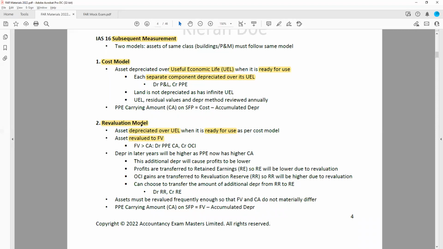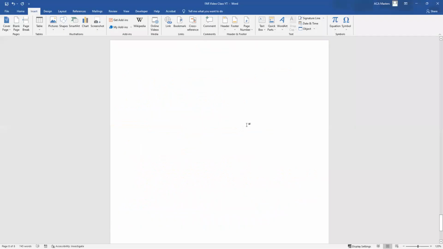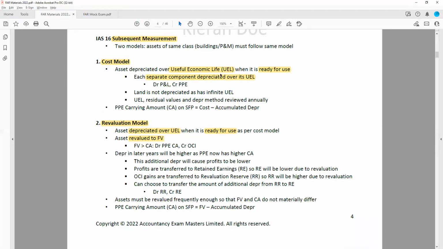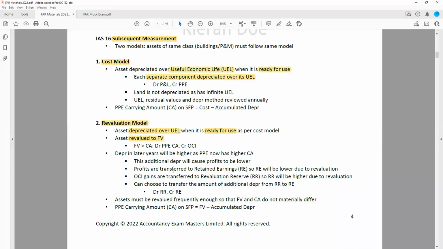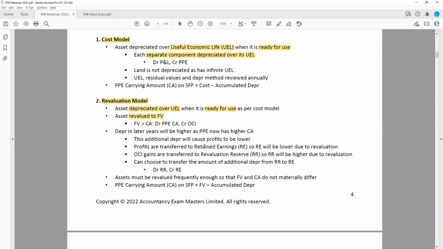Okay, so there's the cost model and there's the revaluation model. So I think, cost, and then I think revaluation, great. And now what do I know about both of those? Well, asset uplifted to fair value. So maybe asset up to fair value, and then you could think, additional depreciation. And the cost model isn't remeasured, asset depreciated from ready for use, that applies to both. So I keep testing myself to make sure I've got these key points in my head. I open a blank page and then just reproduce these key points, so I've got them ingrained into my brain.